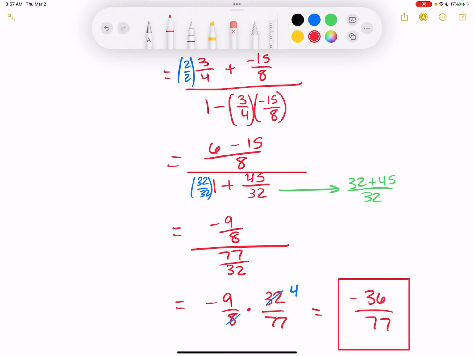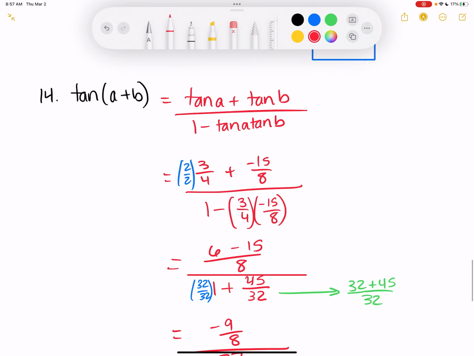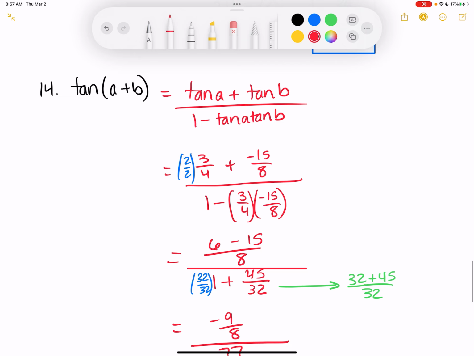Could we, at the top, right there, where it's 3/4 plus negative 15 over 8, just write 3/4 minus 15 over 8? Yeah, yep. I only did that so that you see the formula, so if you go back, you don't mix up the formulas in your head.